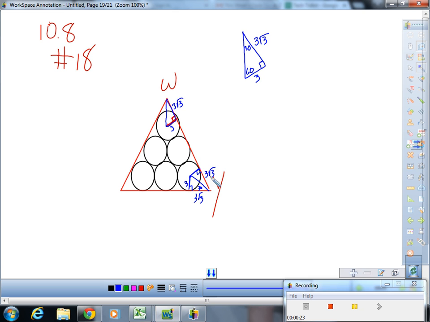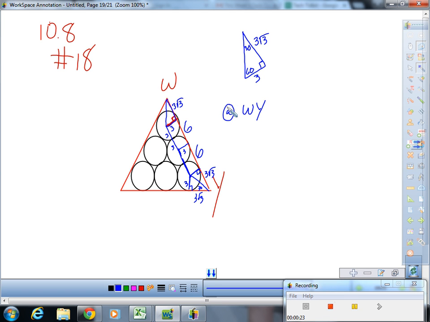So now what I need to do is to find some other distances. Well, right here, that's just a rectangle. And that rectangle is 3 by 6. So that's 6 there because this is a radius and that's a radius. And 3 plus 3 is 6. Same thing here. There's 2 radii right there that I just drew. That's 6.